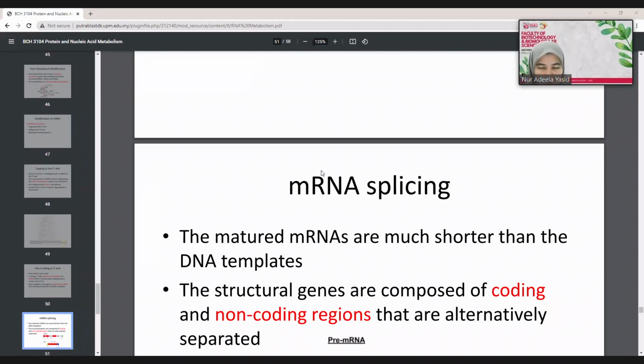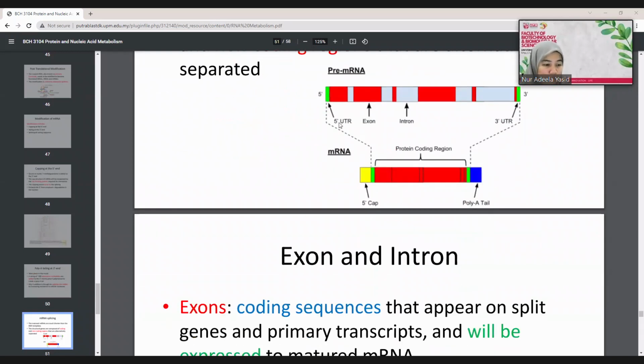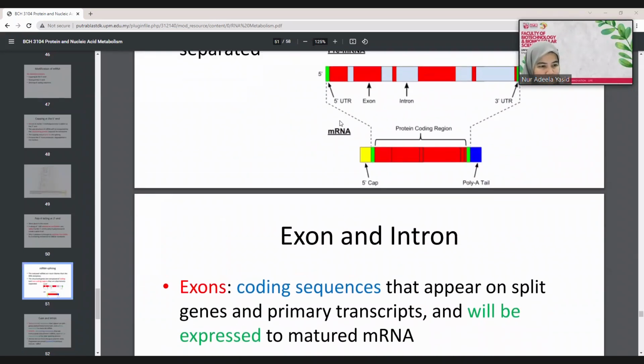Normally, in structural genes we have our coding regions, which are what we want to be translated, and also non-coding regions. These are also known as exons and introns. So what is an exon?